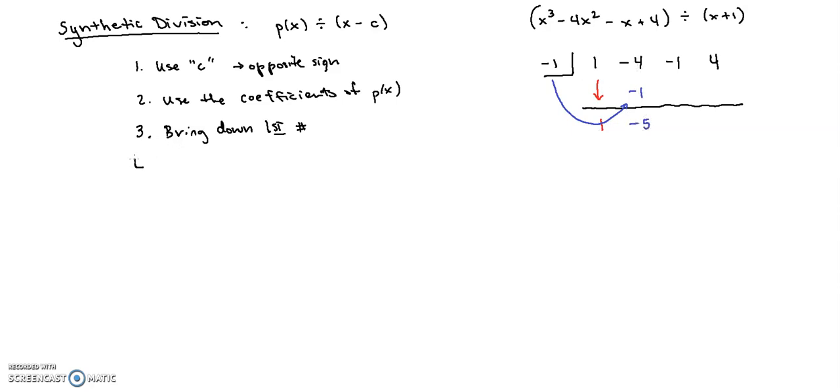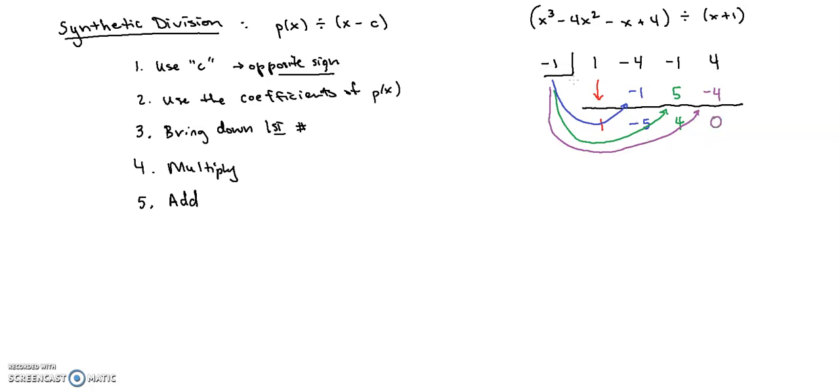So you're going to multiply following that arrow, and then you're going to add. This is a little bit different from long division because there we would multiply and then subtract, but that's why we're using the opposite sign of c. So we multiply and we add, and then we just keep doing that until we run out of numbers. We multiply, put that in the next spot. -1 times -5 would be +5, and then we add. I get 4, and then I do it again. I multiply, and I add.